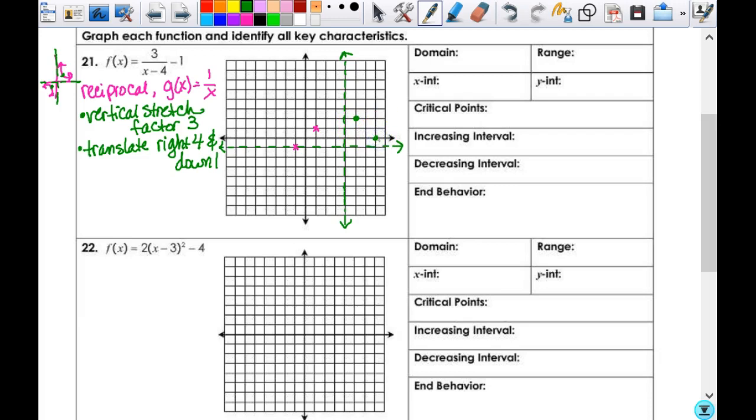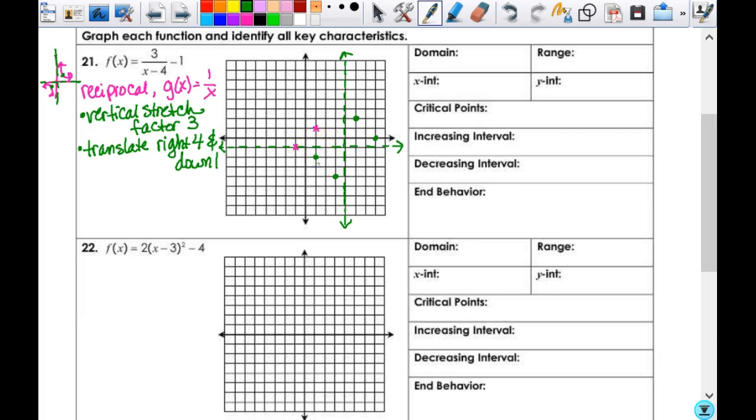And so then I go to this other anchor point. The y is negative 1. Vertical stretch would make it negative 3. Translate to the right 4 and down 1. I go back to that anchor point. Now I'm going to do a horizontal stretch. X is negative 1, so x becomes negative 3. I translate to the right 4: 1, 2, 3, 4, and down 1.